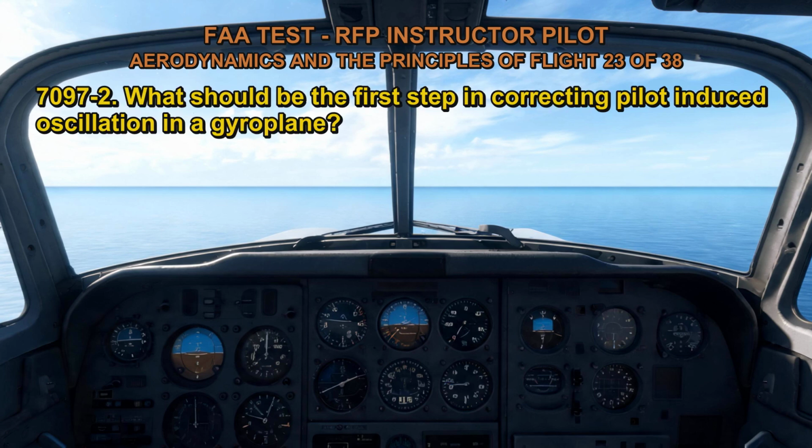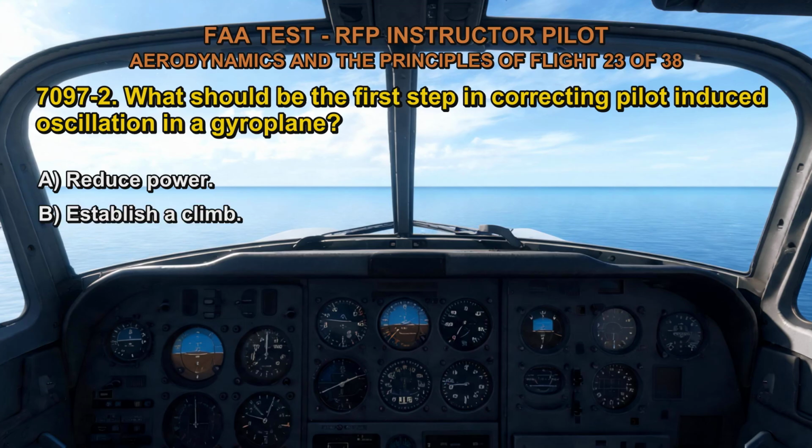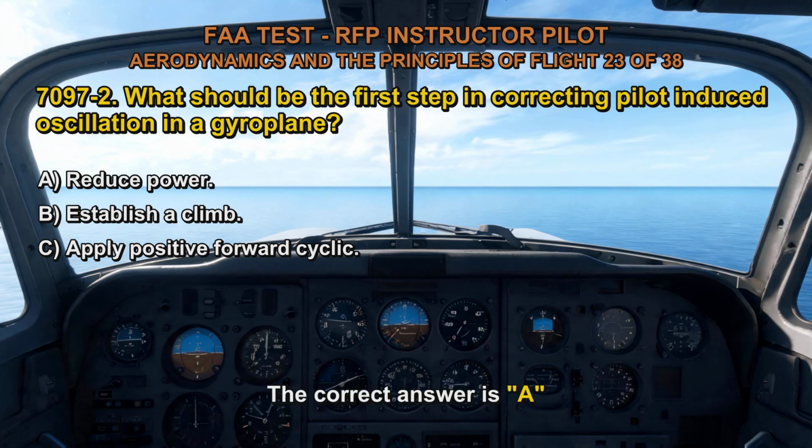Q7097-2. What should be the first step in correcting pilot-induced oscillation in a gyroplane? A. Reduce power. B. Establish a climb. C. Apply positive forward cyclic. The correct answer is A.